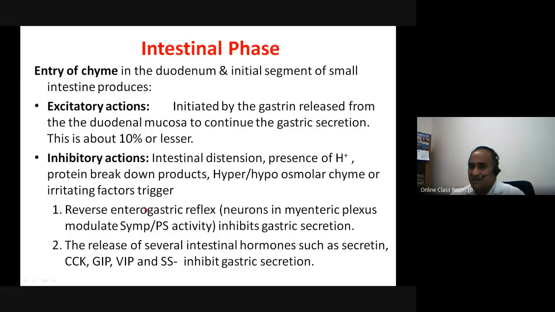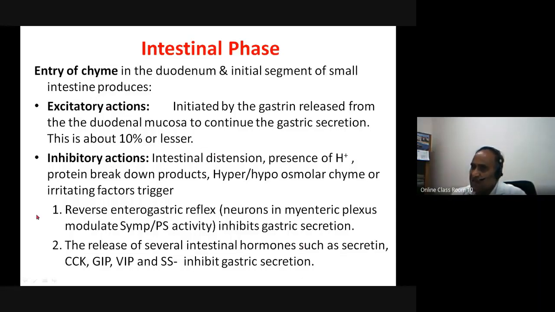Because the message is the presence of acid, the protein breakdown products, hyperosmolar chyme, and irritating factors. In addition, because of the presence of this chyme, they trigger several intestinal hormones such as secretin, CCK, GIP, that is secretin, cholecystokinin, gastric inhibitory peptide, vasoactive intestinal peptide, and somatostatin, to inhibit gastric secretion. This is about the intestinal phase, and it has both excitatory and inhibitory actions.